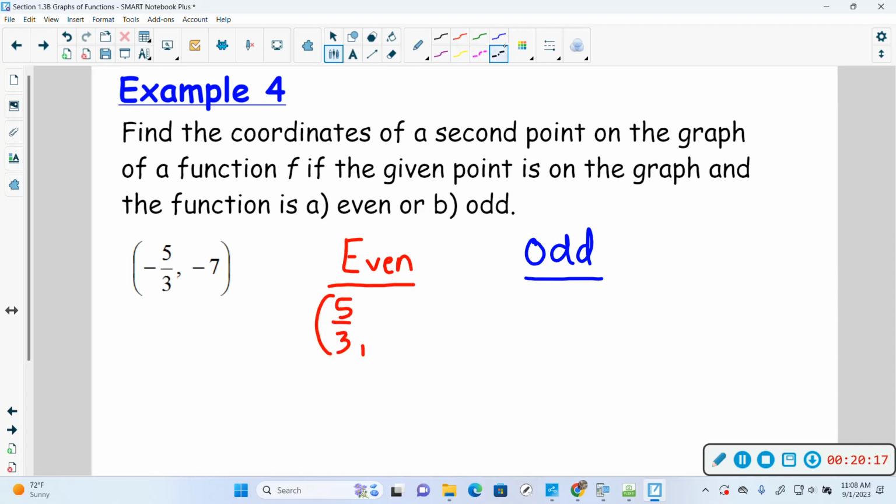Now, same for odd. The process is the same. Replace x with a negative x. Starts the same, so switch the sign on the x. Here's where it really counts, the y, of course. For even, you get the exact same original value out. So I just copy down -7.